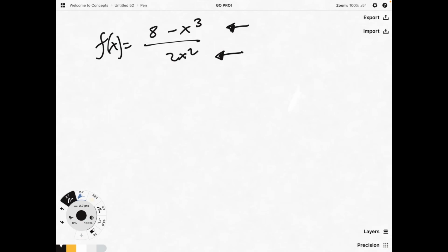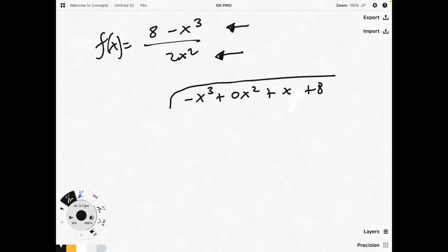So with synthetic division, we do need that x minus c. Because we don't have that x minus c term, we're just going to do long division, which is fairly simple in this problem. So if we rewrite this to show all of our missing terms, we have that negative x cubed plus 0x squared plus 0x plus 8. And we're going to divide that by 2x squared.